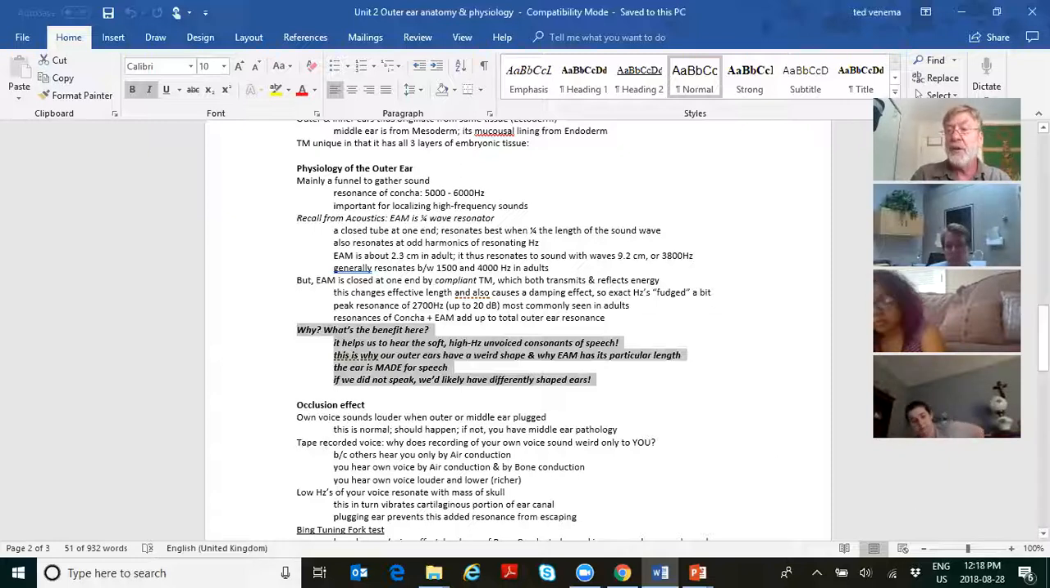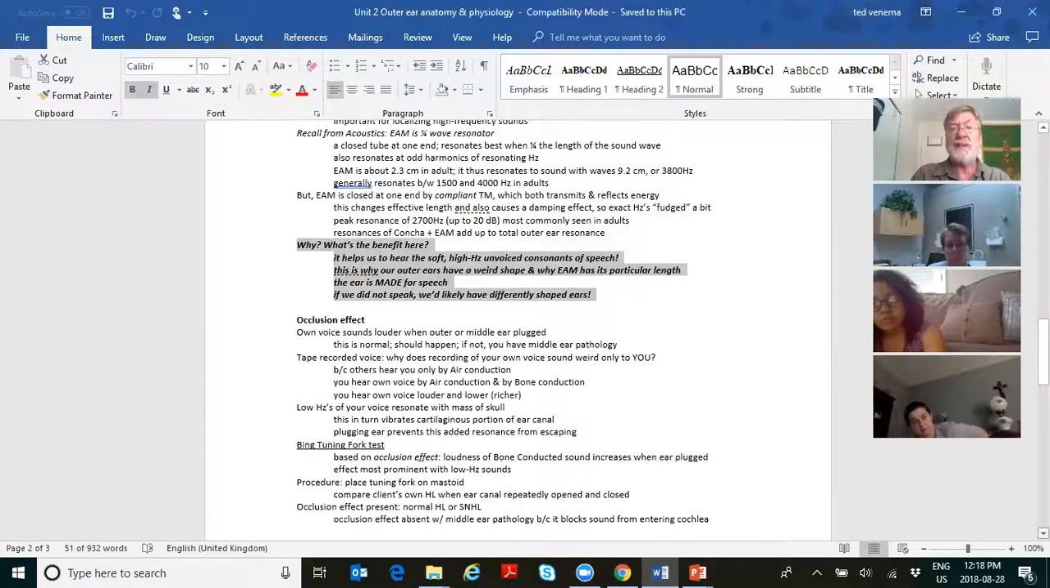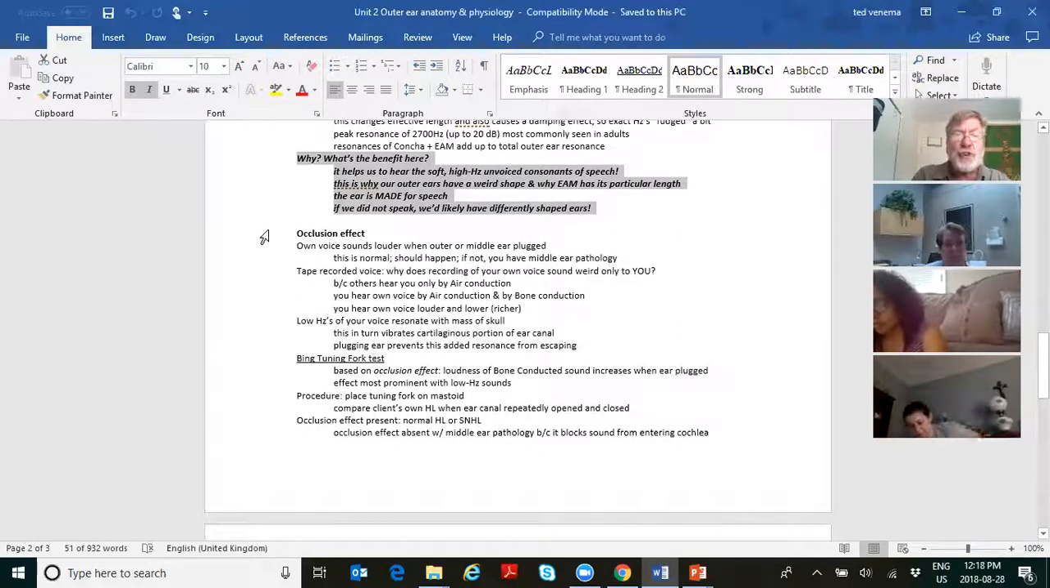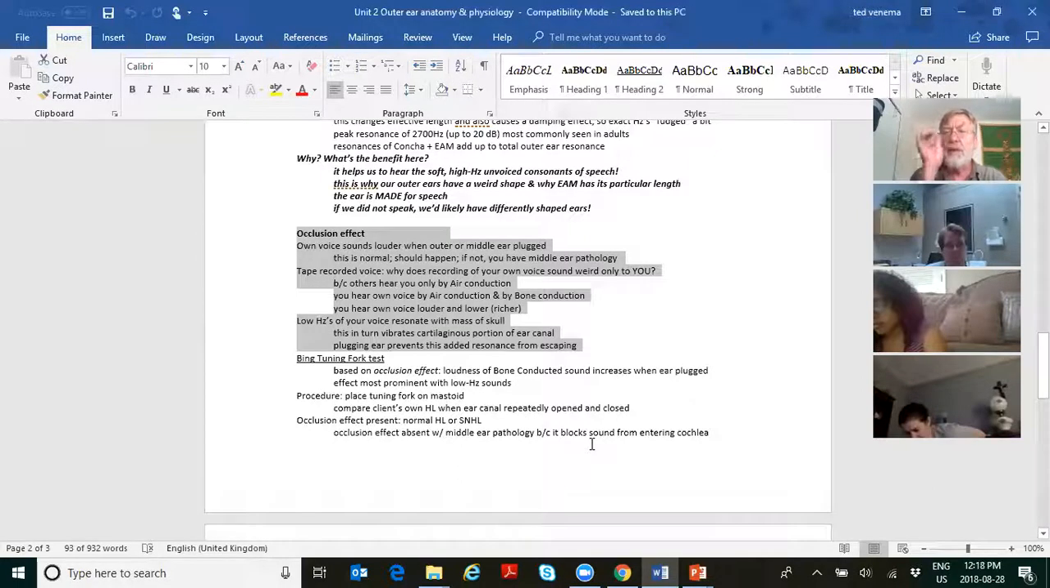Who knows? But look here now at something called the occlusion effect. Now, the occlusion effect is big time. You've got to know this one too. This is a very important aspect of the outer ear. Occlusion effect means, and I'll just talk to you first, plug one ear. Go ahead, plug one ear.